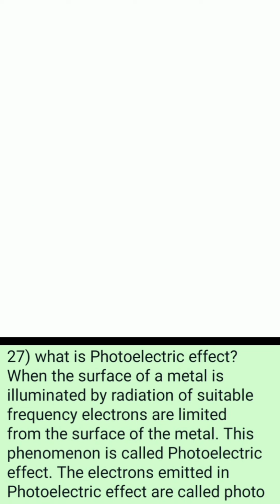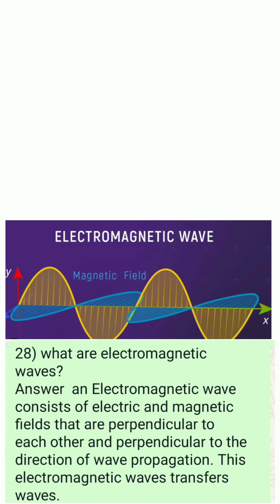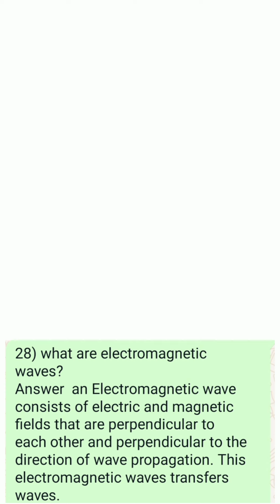29. What are electromagnetic waves? Answer. An electromagnetic wave consists of electric and magnetic fields that are perpendicular to each other and perpendicular to the direction of wave propagation. These electromagnetic waves transfer energy.